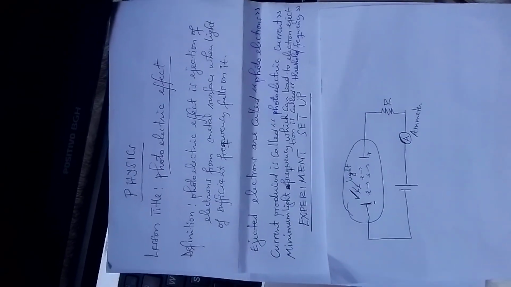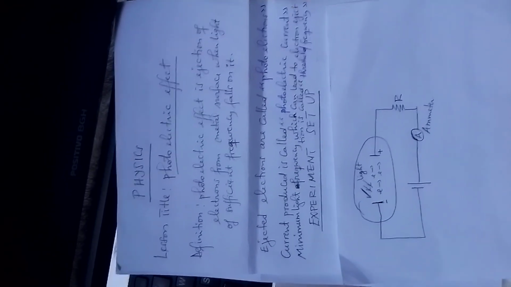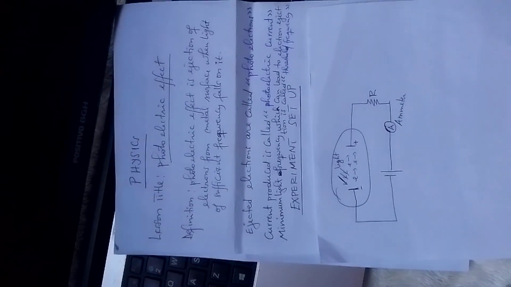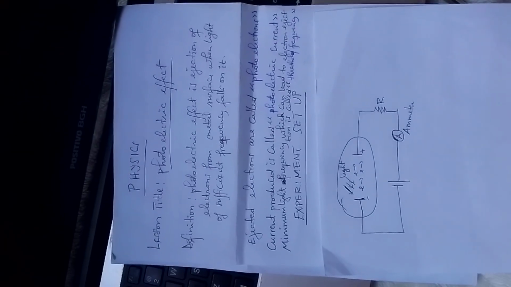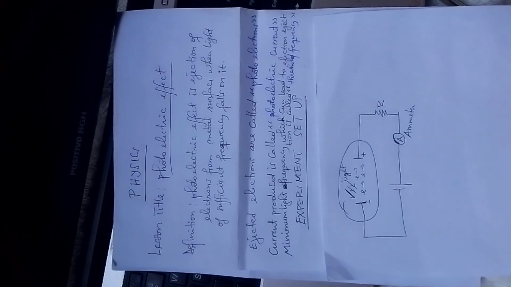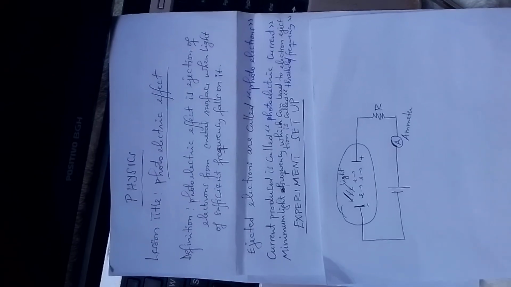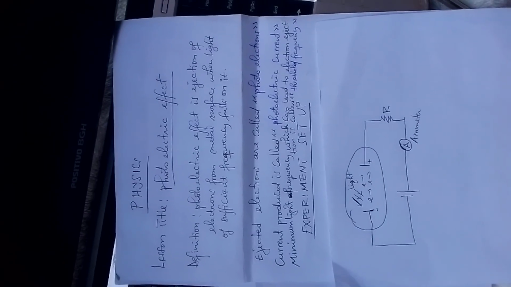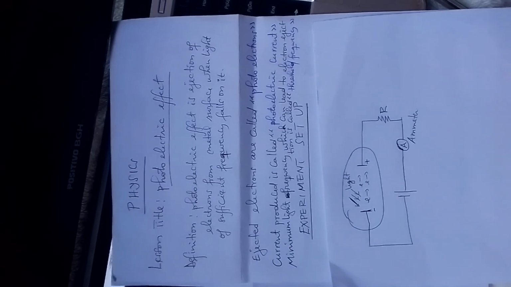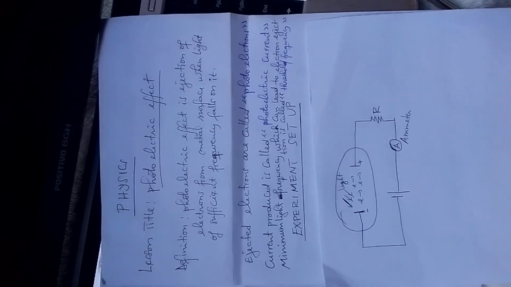any light cannot lead to the photoelectric effect, so it should possess sufficient frequency to be able to remove electrons from the metal surface. Ejected electrons are called photoelectrons. The current produced is called the photoelectric current, and the minimum light frequency which can lead to ejection of electrons is called the threshold frequency.